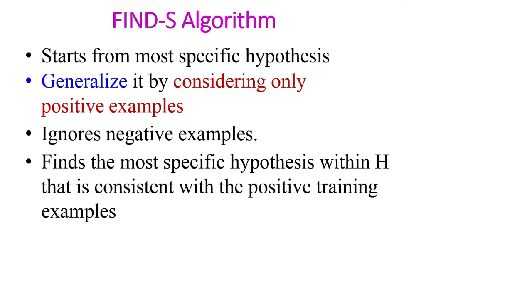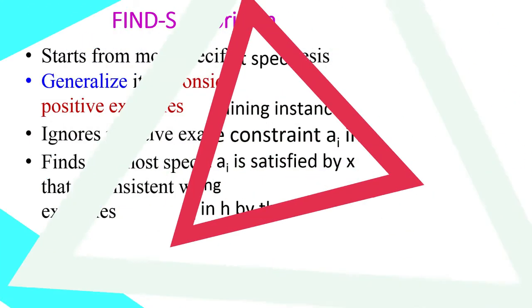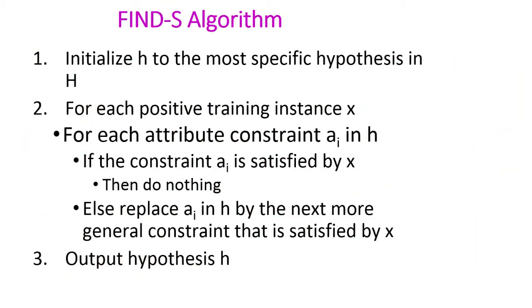Find S algorithm finds the most specific hypothesis within the hypothesis space H that is consistent with the positive training examples. The final hypothesis will also be consistent with negative examples if the correct target concept is in capital H and the training examples are correct. Let us see what is Find S algorithm. The algorithm steps are as shown.